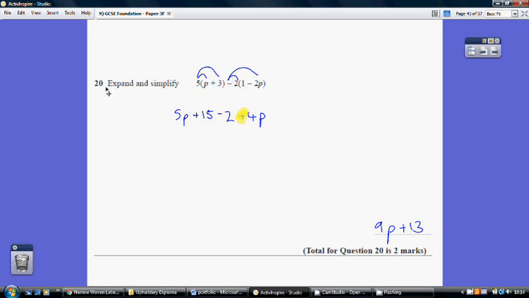So that would give you 1 mark for expanding. Now simplifying is when we gather the like terms. So 5p added together with 4p is 9p, and 15 take away 2 is plus 13.